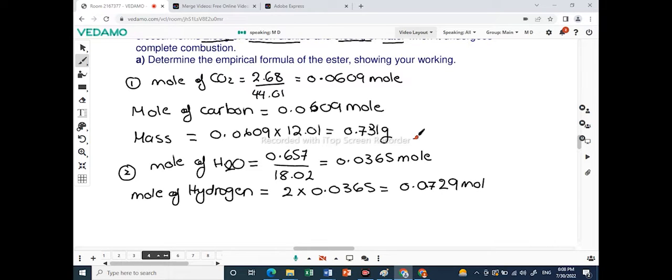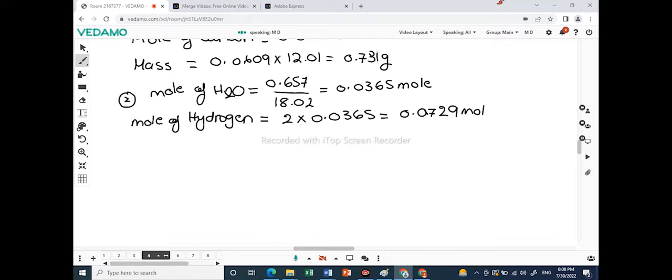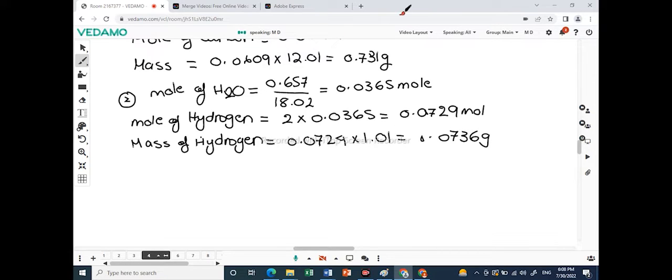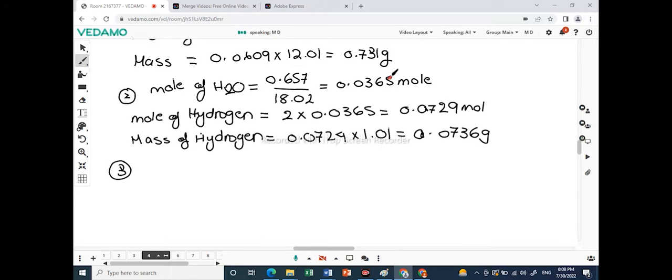Now we have the mole number. We need to continue with the mass of hydrogen. So we will multiply by the molar mass, so 0.0729 multiplied by 1.01. And our final mass is 0.0736 gram. Now we are done with both the carbon and the hydrogen. So now we need to continue with the oxygen.